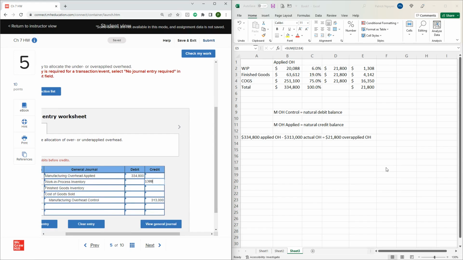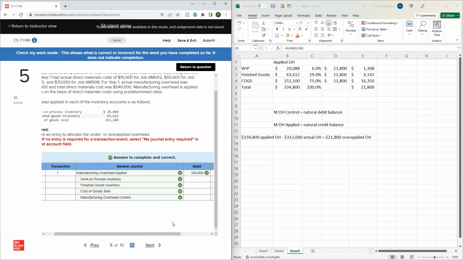So that's question 5. Questions 6 and 7 are similar, so I'll let you do that on your own. I might suggest doing question 7 first and then question 6, so it'll flow the same as 4 and 5 did.